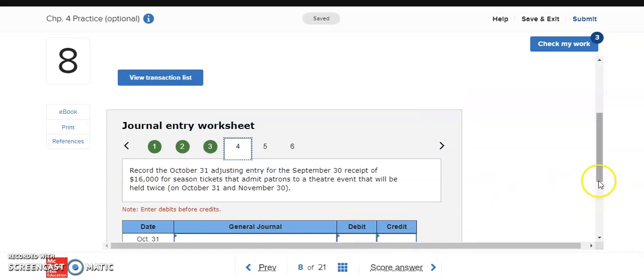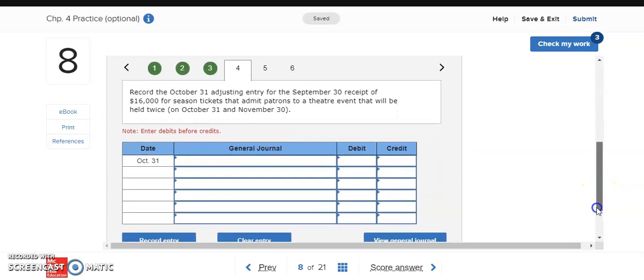Now let's go to October 31st. At this point, one show has been held. It says to record the October 31st adjusting entry for the September 30th receipt of $16,000 for season tickets that admit patrons to a theater event held twice, once on October 31st. So the October 31st event has been delivered. We have earned revenue for the October 31st show. If we receive $16,000 for 2 events, that means $8,000 each, right? Because 16,000 divided by 2 is 8,000.